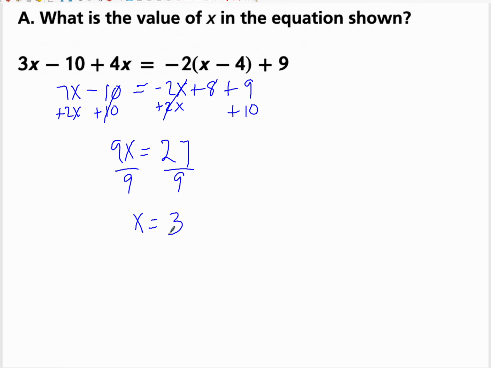Somewhere along the way, they're going to ask you or want to know how to check your solution, and of course you would just check your solution by putting your answer, 3, back into your original equation for x. So wherever you see an x, you would substitute a 3 and multiply it out and check your solution to see that it works.